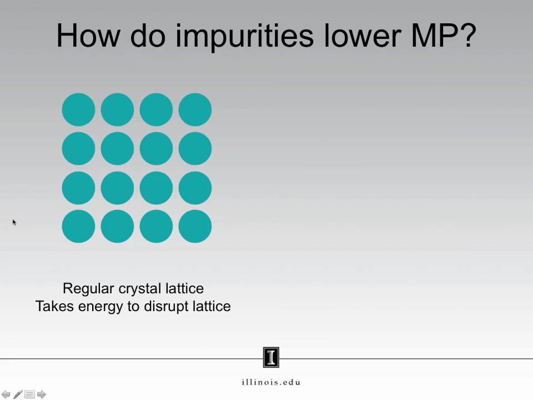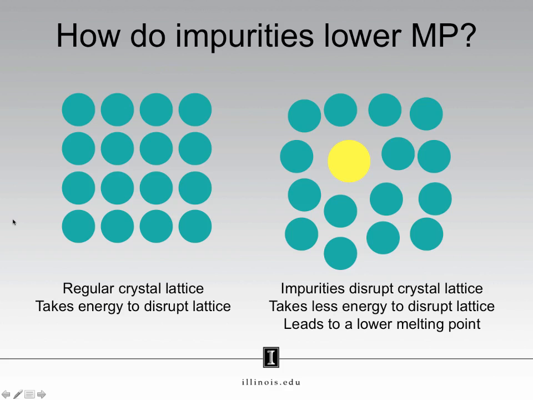Let's add an impurity into our crystal lattice and see what that does. Here on the right, I have the same crystal lattice, but I've added this yellow circle, which represents an impurity. Because this impurity is a different molecule than the rest of the solid, it disrupts the crystal lattice. It causes all of the other molecules to not fit together as well as they should. As a result, the crystal lattice is weaker, and it takes less energy to break it apart. The solid melts at a lower temperature.